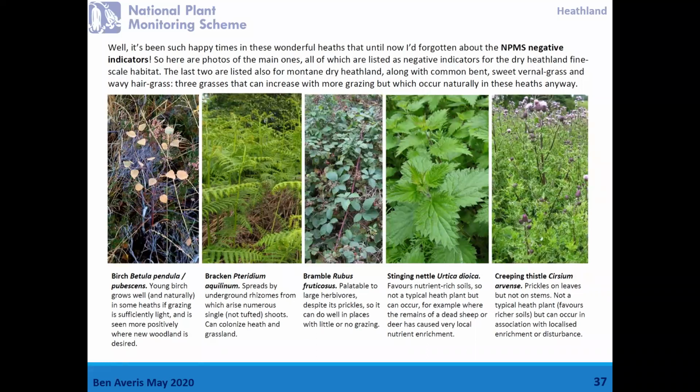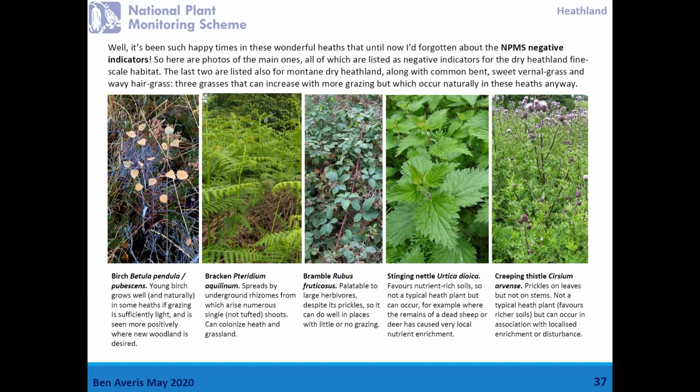One might question whether you should regard birch as something negative in a heath, given that a lot of the heaths, especially at lower altitudes, would naturally have been woodland, and birch is one of the main species of tree that you would find in such places. And these days, of course, there's lots of management to try to increase woodland cover for good reasons. Obviously, if you've got really wonderful heaths, we don't really want to lose those.